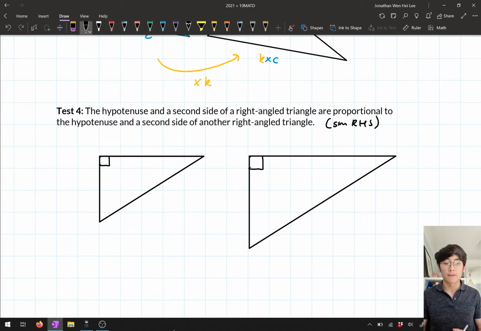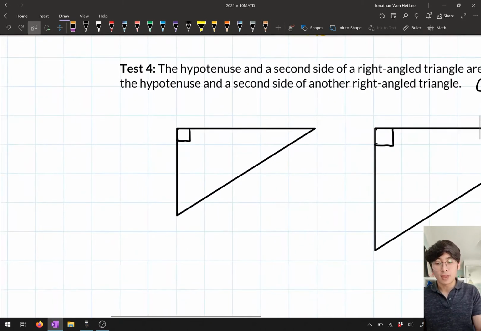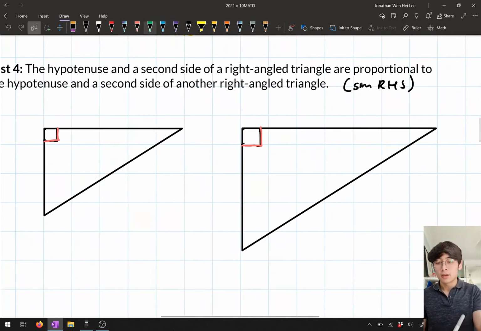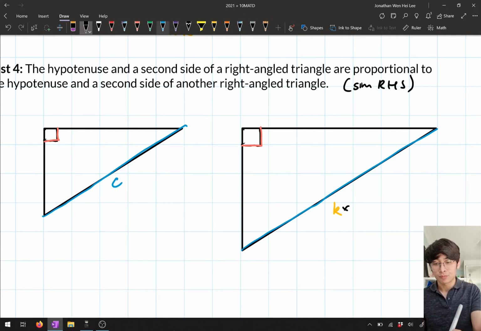So in order for a pair of triangles to pass this test, firstly, they need to have a right angle. So both triangles need to be right angle triangles. And then the hypotenuse needs to be in equal proportion. So just like we did before, if this one is C, this longer hypotenuse also needs to be K times C.